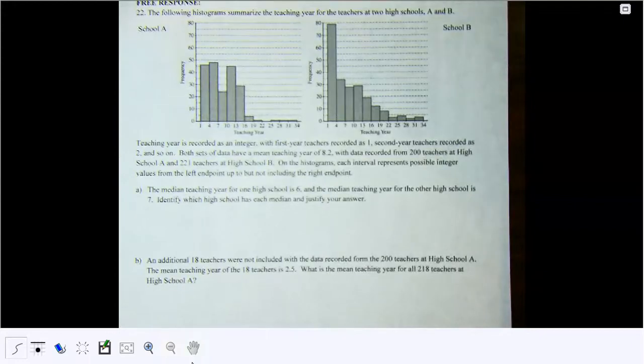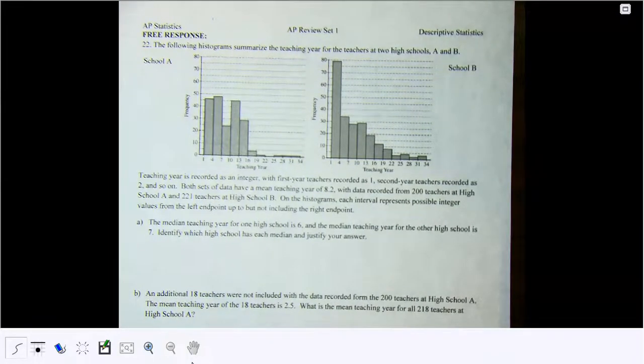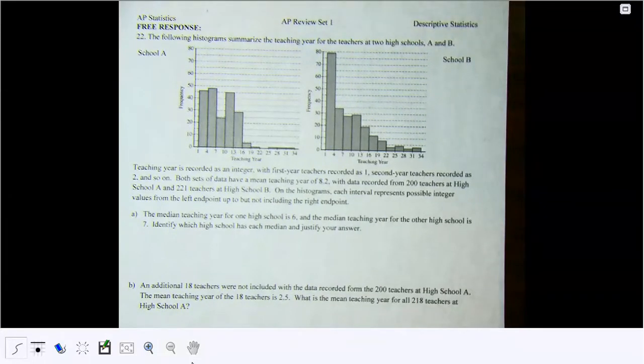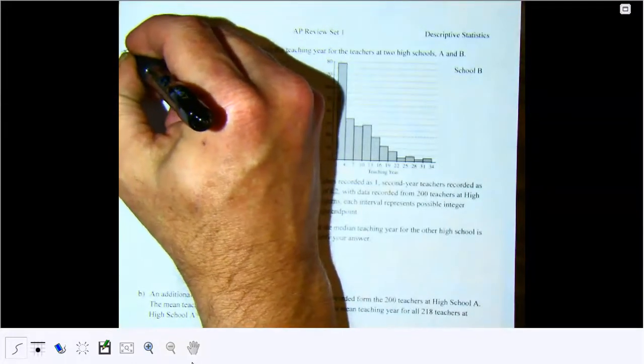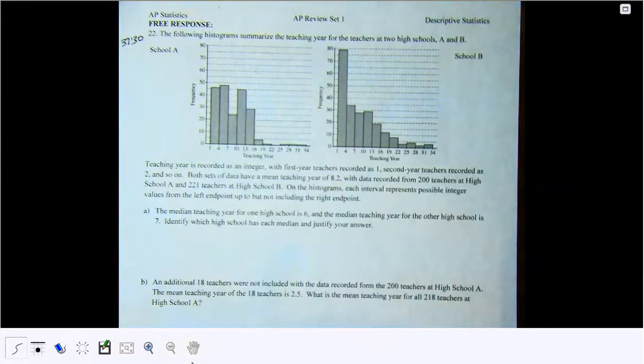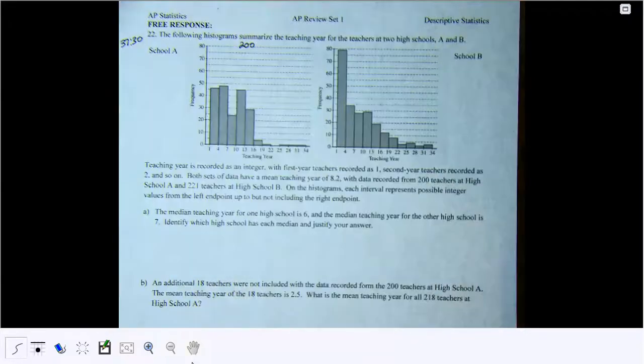All right, going to move into free response real fast. So here we go. We have school A and school B. What do we know about them? A teaching year is recorded as an integer. Oops, sorry about that, I jumped the gun. We know that we have 200 teachers over here in school A. I suppose I should read.